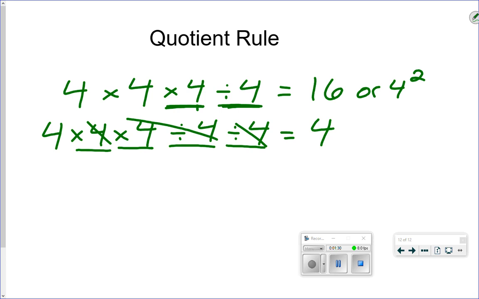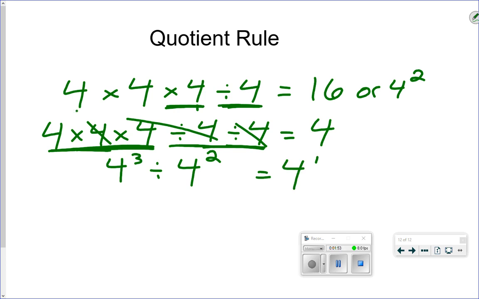This can be written another way. This 4 times 4 times 4 is like having 4 to the third power. And when I divide by 4 twice, that's like dividing by 16, or 4 squared. So what we're saying here is that 4 to the third power divided by 4 squared is equal to 4, or 4 to the first power.